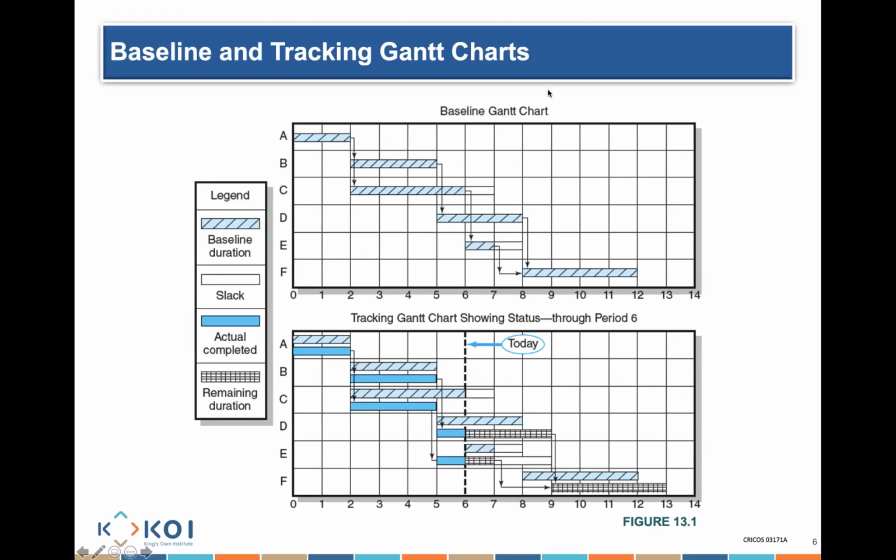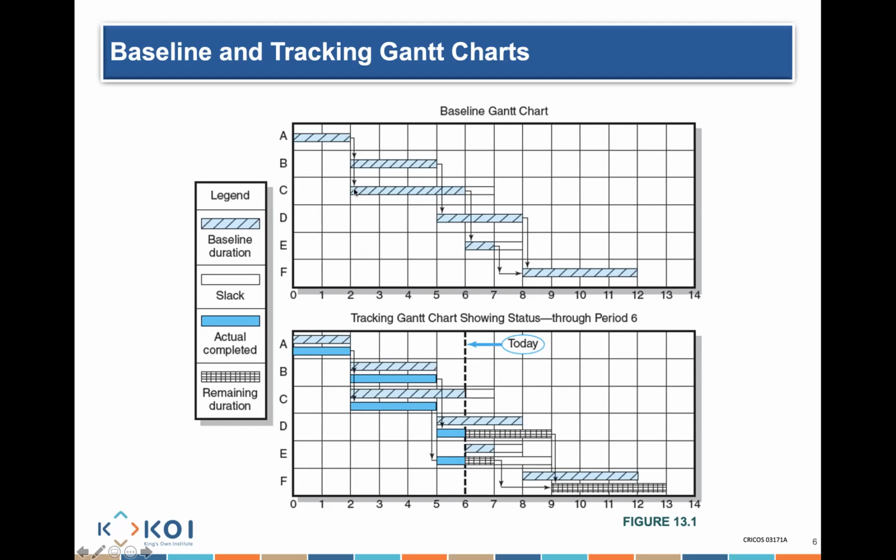Now, I told you one example of basically tracking what is happening is the Gantt chart. You can see in this top chart, there's what we call a baseline duration, and that baseline duration shows you that activity 1A is supposed to be finishing in 2 days, activity B is supposed to be between day 2 and day 5, activity C between day 2 and day 6, and so on and so on. You can see that some activities are linked.